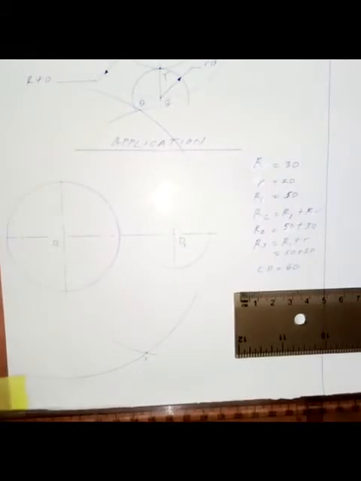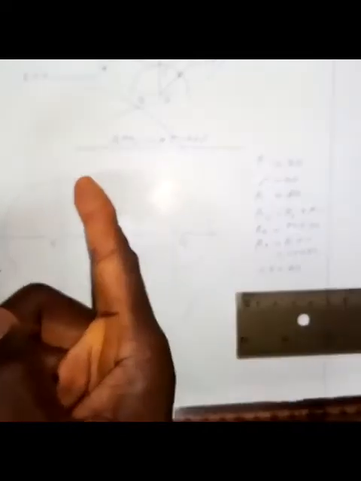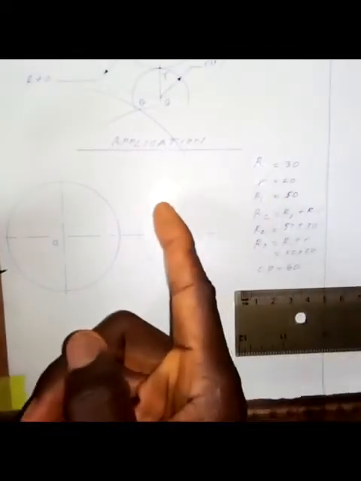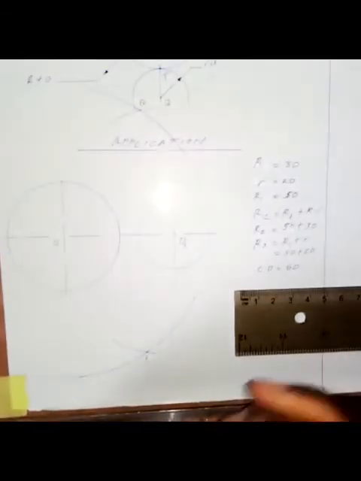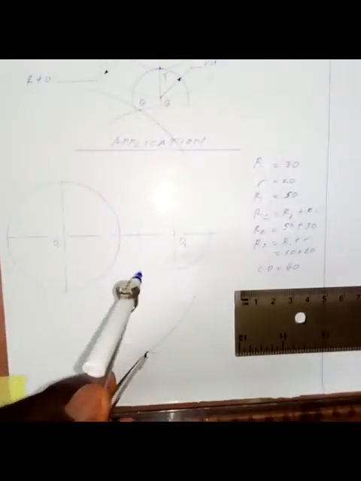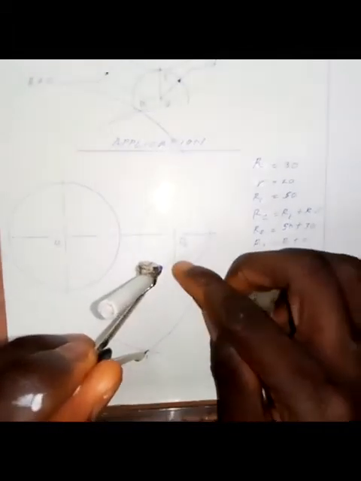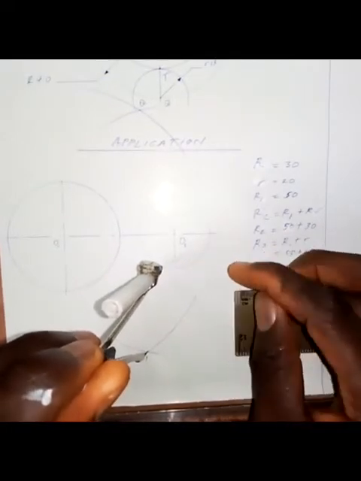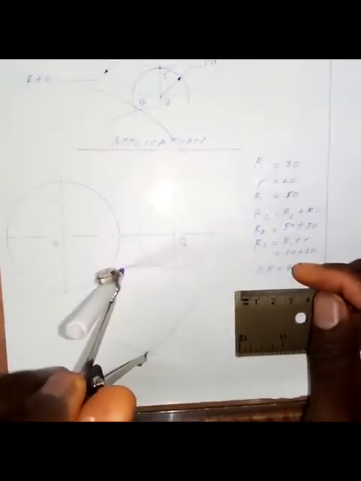So the next thing I'm going to do is that R1 is 50. R1, which is 50, is the radius of an arc that will touch these circles externally. So you take 50 mm with your compass and put it at point P. If you put it on the circle, you see that it touches this point. So you can draw a line or an arc. So draw an arc like this.